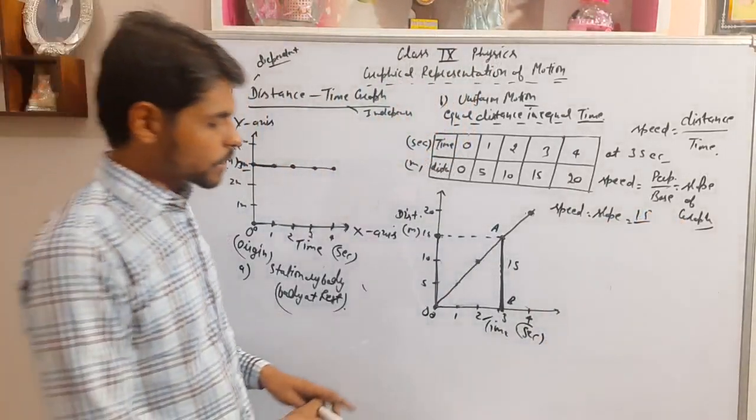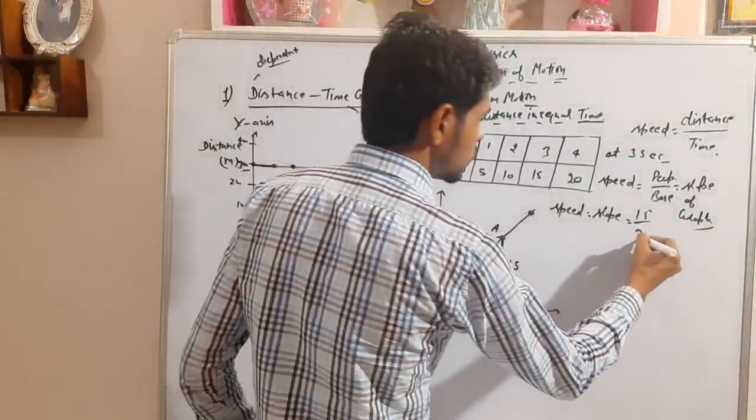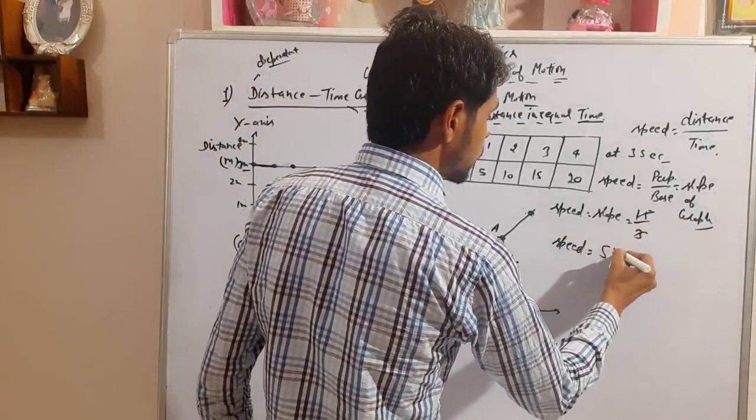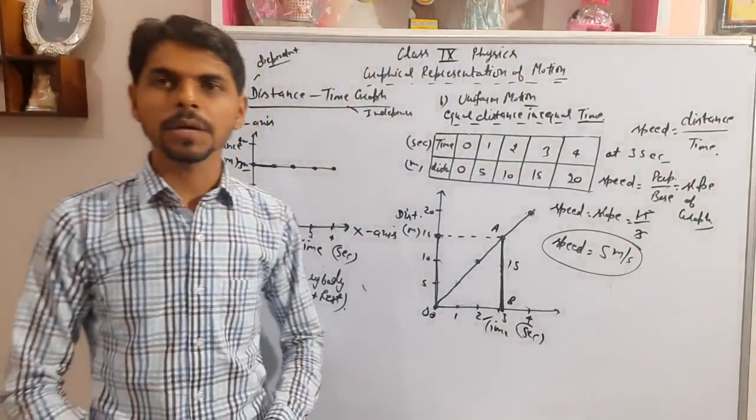So now we have to calculate the base. The base is this, from 0 to 3, that is 3 seconds. So now what is the value? After cutting, that is speed 5 meters per second. So the speed at 3 seconds is 5 meters per second.